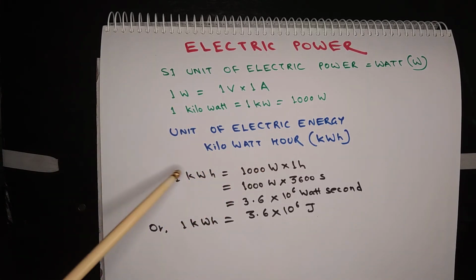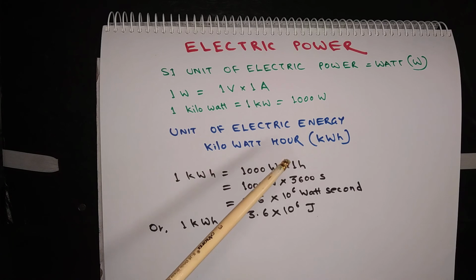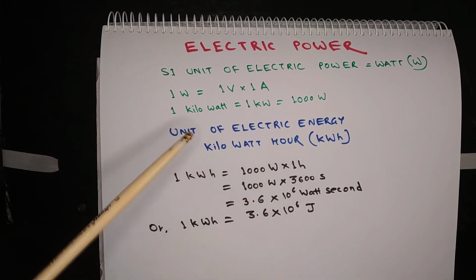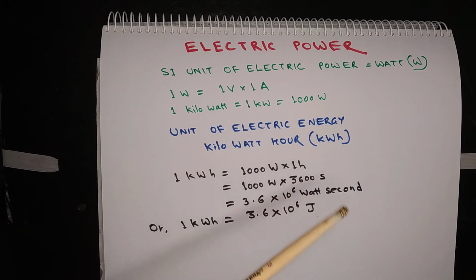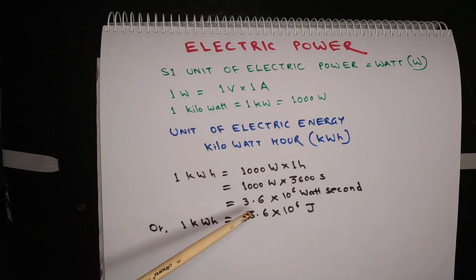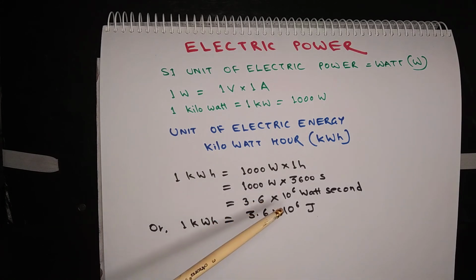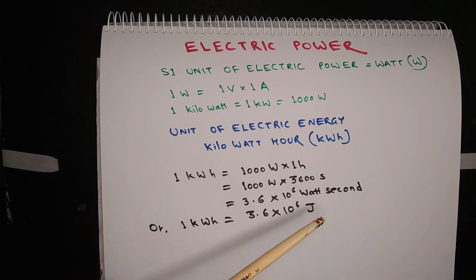So now 1 kilowatt hour is 1000 watt multiplied by 1 hour, and is equal to 1000 watt multiplied by 3600 seconds, that is 60 multiplied by 60. This equals 3.6 into 10 power 6 watt second, and this is also represented as 1 kilowatt hour is equal to 3.6 into 10 power 6 joule. So that is 1 unit of electric energy.